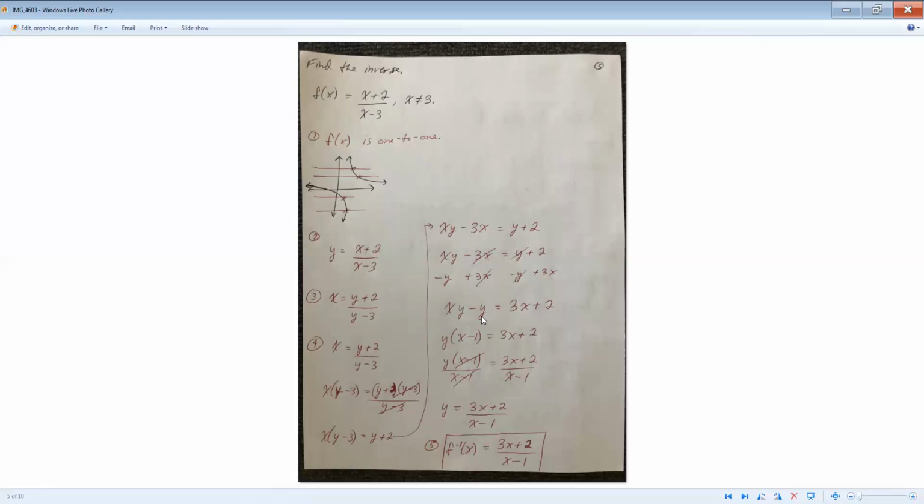Now that we have all of our terms with y on one side, we can factor out y from each term. That will be y times x minus 1 equal to 3x plus 2. Now divide both sides by x minus 1. They cancel on the left, leaving me with just y. And then on the right, 3x plus 2 over x minus 1. Final step, substitute f inverse of x for y. And f inverse of x is equal to 3x plus 2 over x minus 1. All right, let me know if you have any questions about inverse functions.